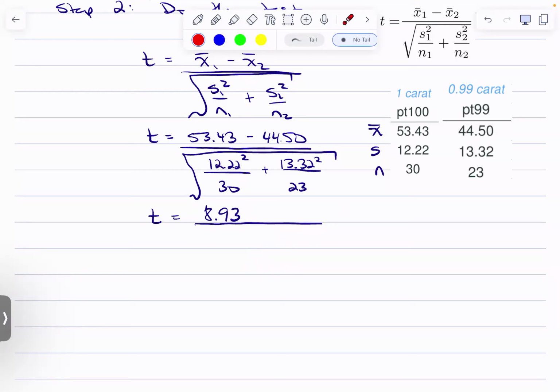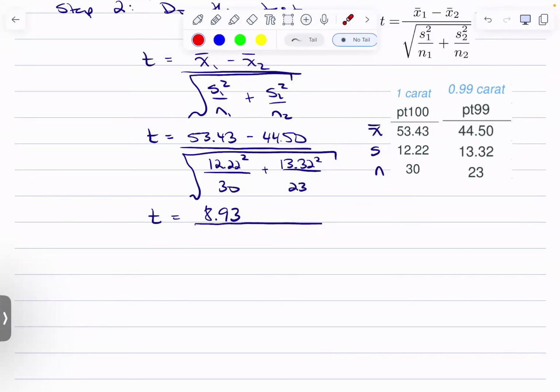Now, I want you to be really methodical when you work through these calculations. You don't have to show your work because that's often more tedious than just doing it in your calculator, right? But make sure that you do 12.22 squared divided by 30. And if you have a store function in your calculator, that might be a good time to use it. Do the 13.32 squared over 23, then add them up, then take the square root. Or use a ton of brackets, and that's another alternative.